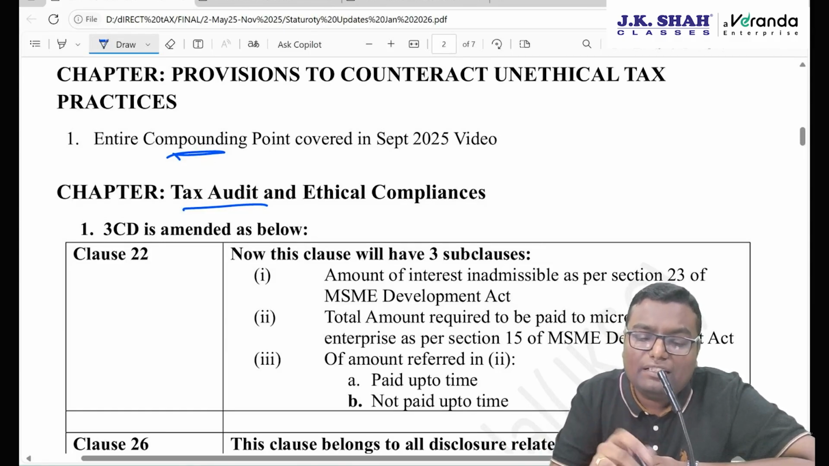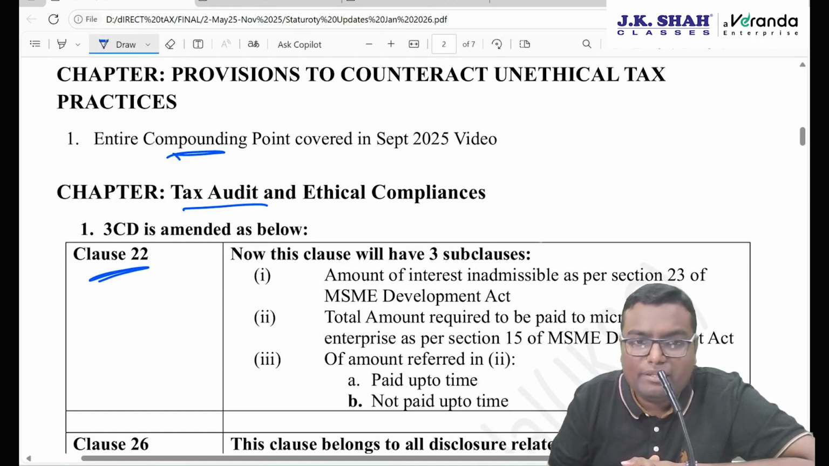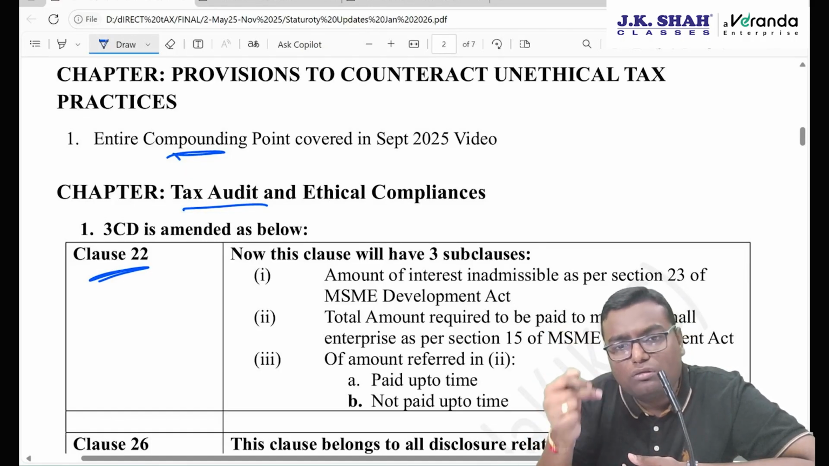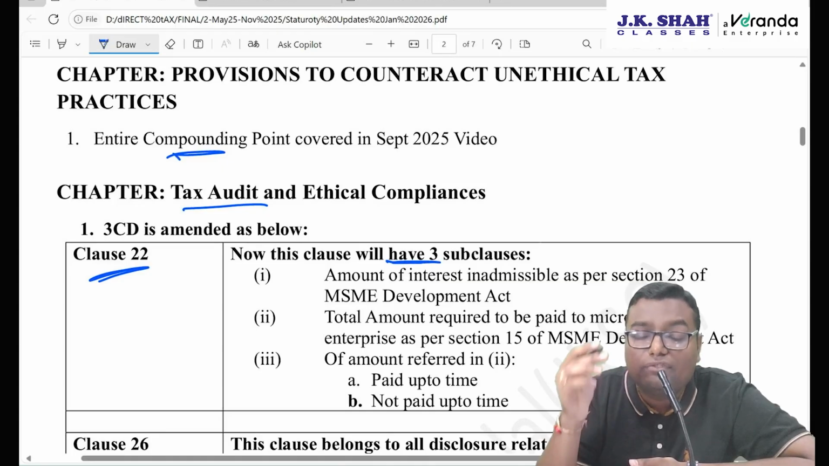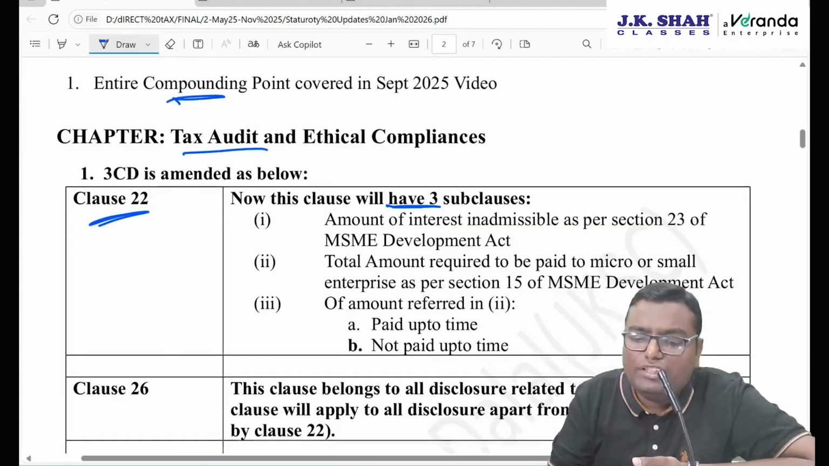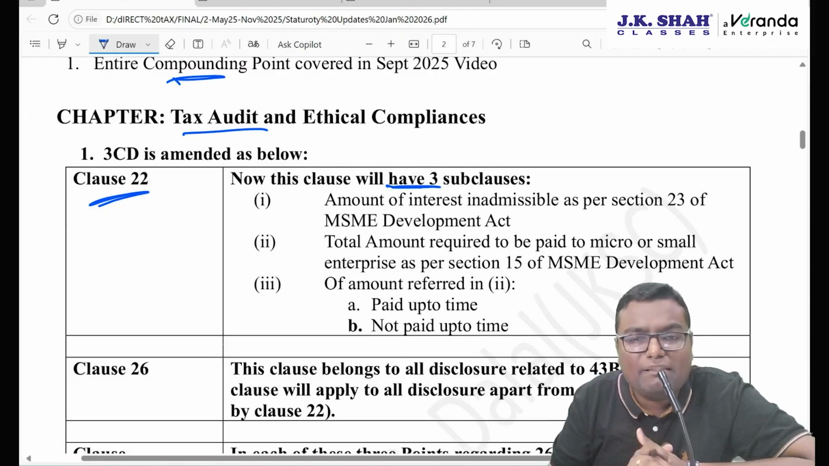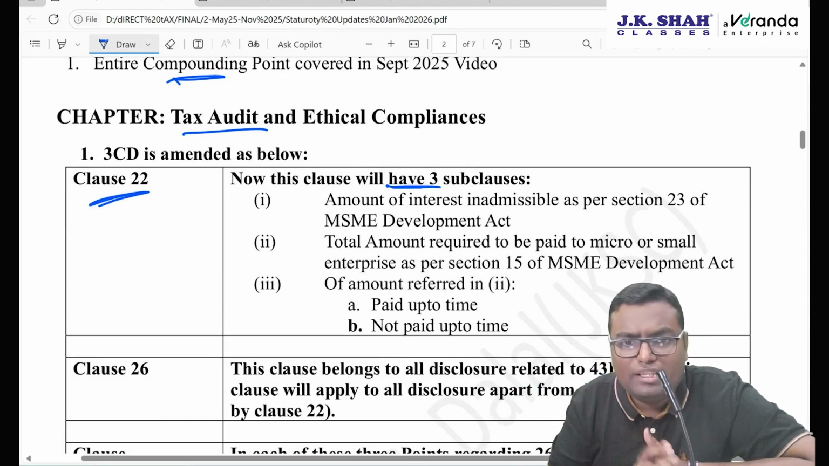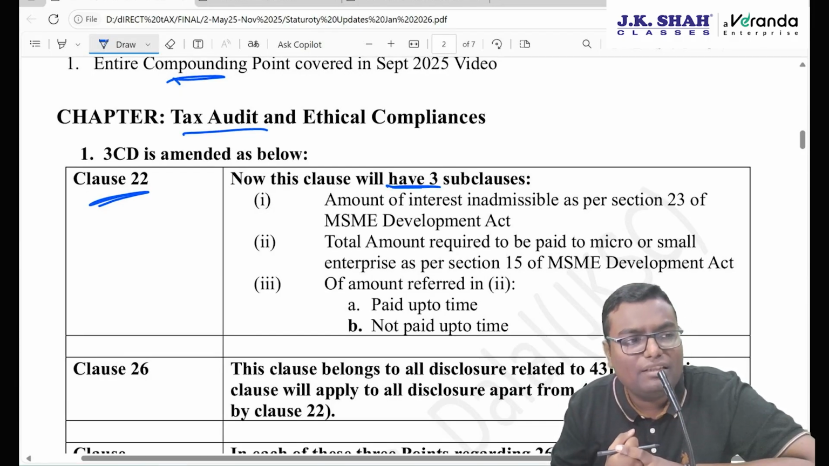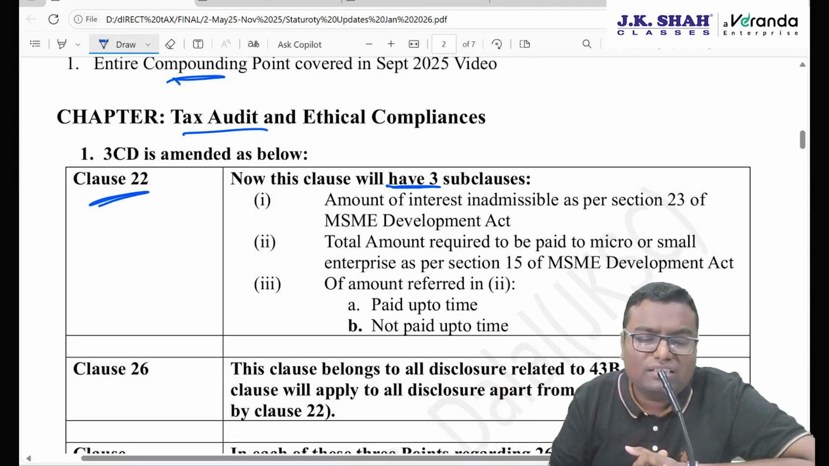The first amendment is in clause number 22 of this 3CD report. Earlier there were 2 subclauses. Now there are 3 subclauses within this clause. The first one, you have to mention the amount of interest which is inadmissible as per section 23 of the MSME Development Act. That was there earlier also. So whatever interest is paid to any person who is registered under MSME is disallowed, and that we have to mention under 3CD also. Now the second point which we have to mention is the total amount required to be paid to micro or small enterprise as per section 15 of the MSME Act.